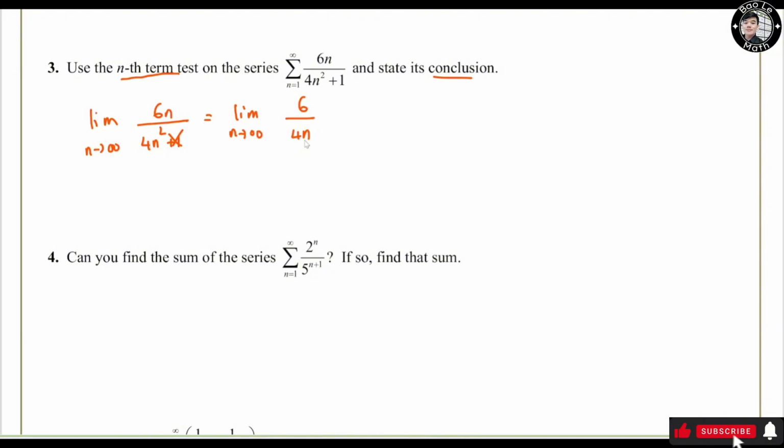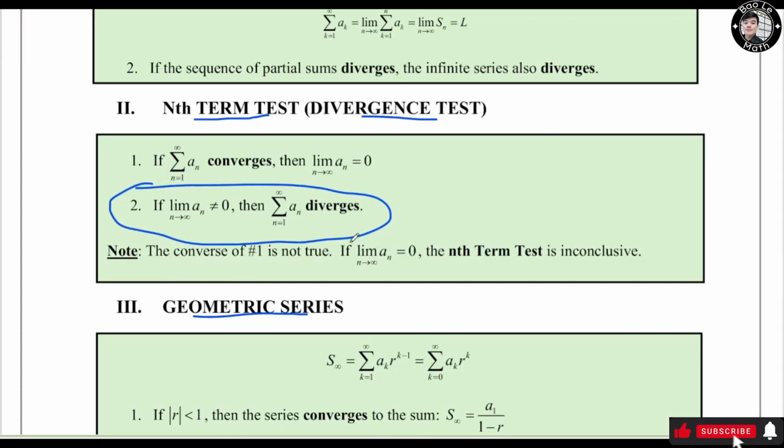Now when n approaches infinity, the bottom approaches infinity and the top approaches 6. So the limit is 0. So using the n-term test, it is inconclusive. If the limit of a sub n equals 0, the n-term test is inconclusive.